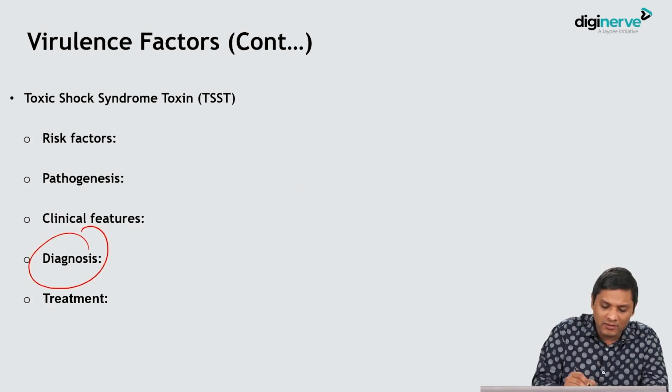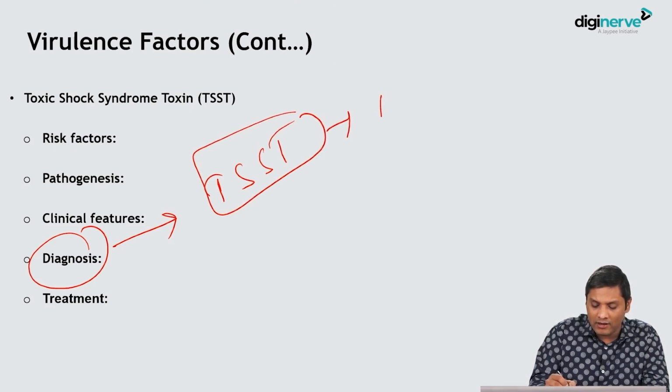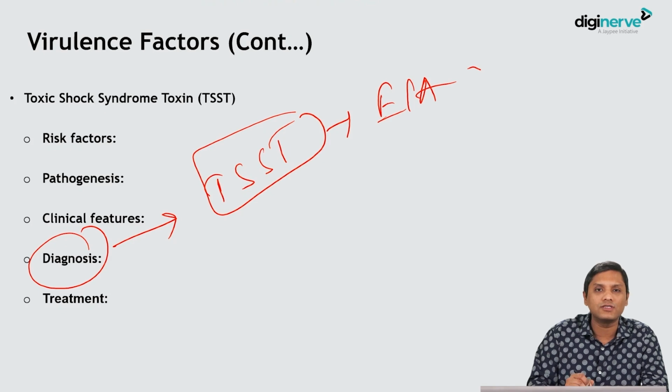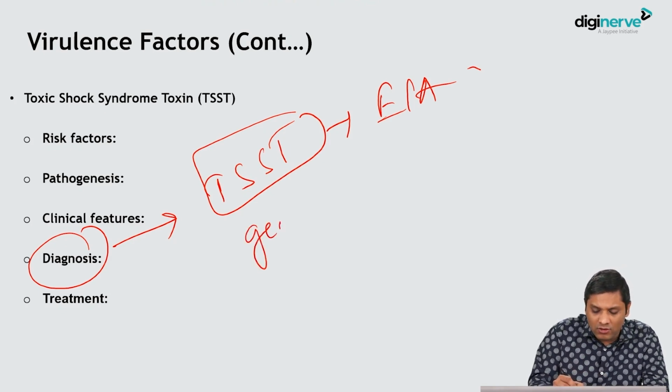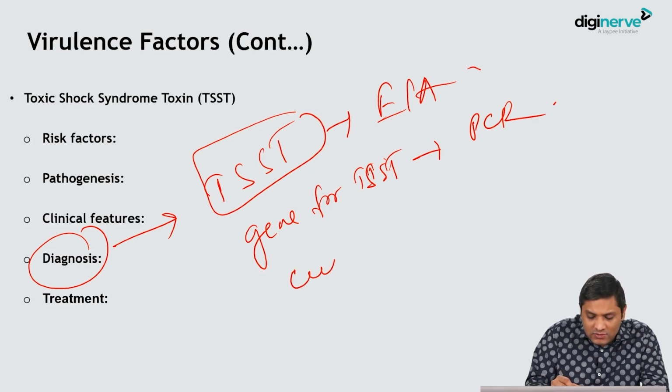Diagnosis wise, remember that it is diagnosed by detection of toxic shock syndrome toxin. You can conduct various enzyme immunoassays to detect the toxin in the clinical specimen. You can also detect the gene of toxic shock syndrome toxin by performing PCR. Cultures will usually be negative.